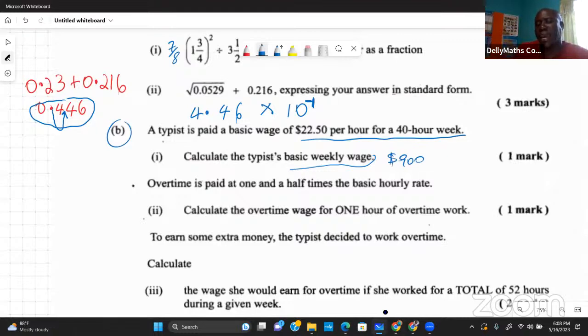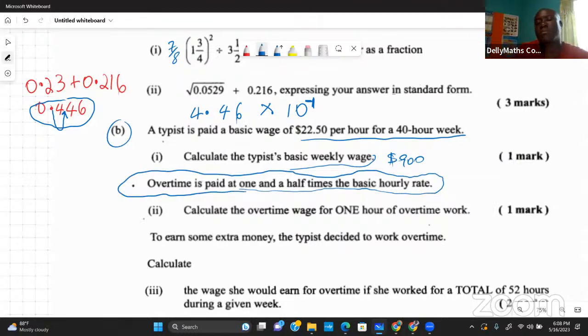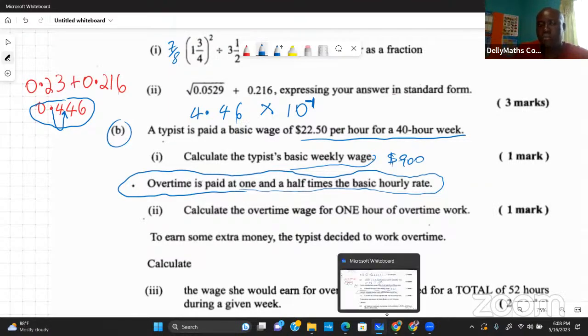It says overtime is paid at time and a half. So when we talk about overtime, we're talking about you're working extra hours, and normally when you work extra hours, they normally give you a little bit more. So when they say time and a half or 1.5 times, it means they're going to change your hourly rate by 1.5 times, right?